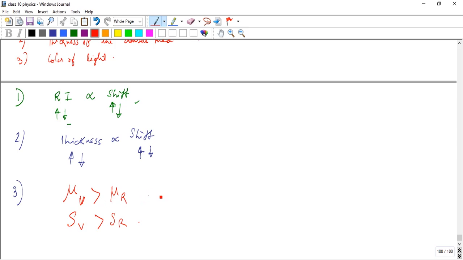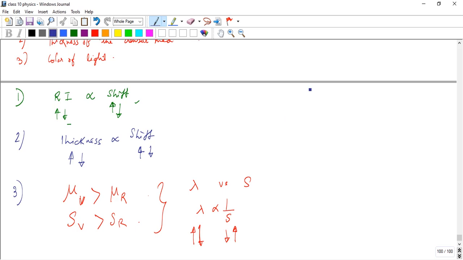Another factor is that shifting decreases with increasing wavelength. If I draw lambda versus shift, they are inversely proportional. Lambda is inversely proportional to shift. More wavelength means less shift, and less wavelength means more shift, because you know that lambda and mu are not directly proportional. Actually there is a difference. Clear?